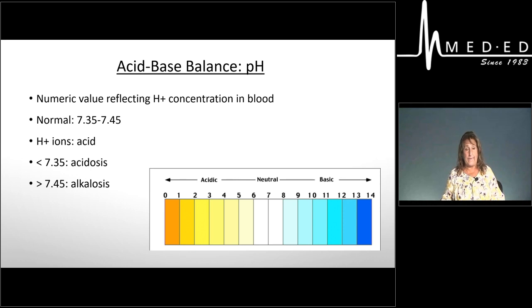When you talk about pH, that just gives us an idea of the hydrogen concentration in the blood. Normal pH in the blood should be 7.35 to 7.45, and it measures the amount of hydrogen ions. So the lower the pH, the more acidotic the condition is. The higher the pH, the more alkalotic the blood is.